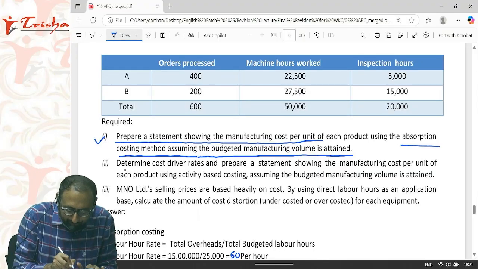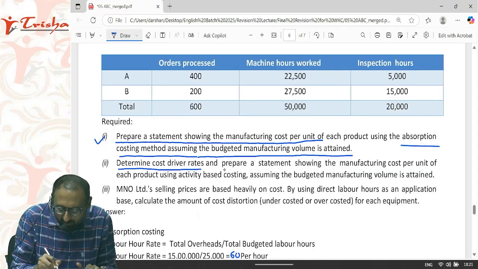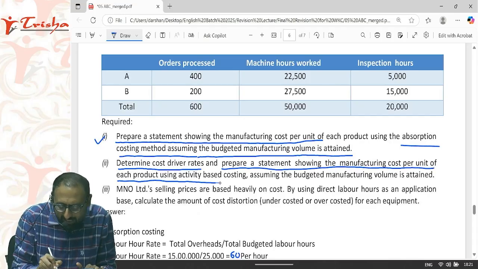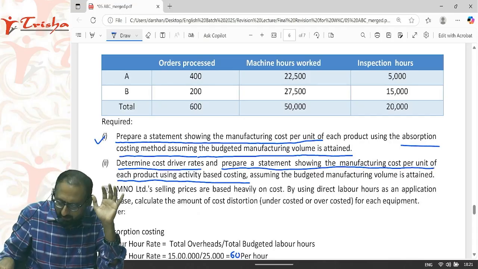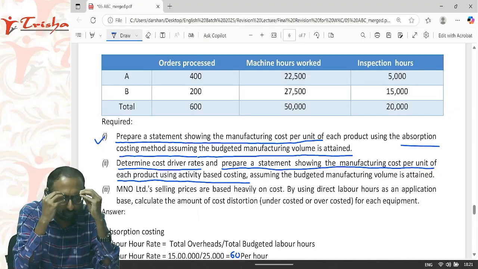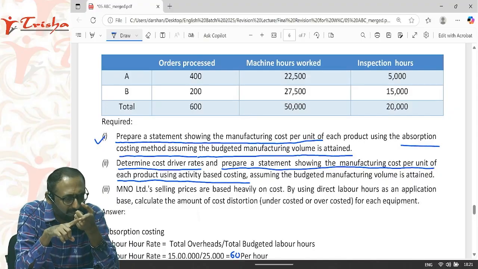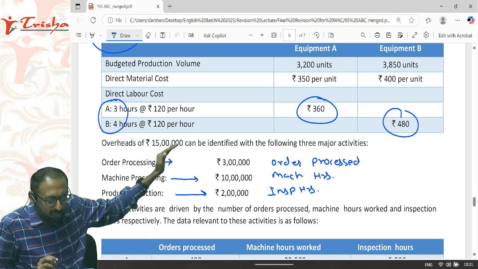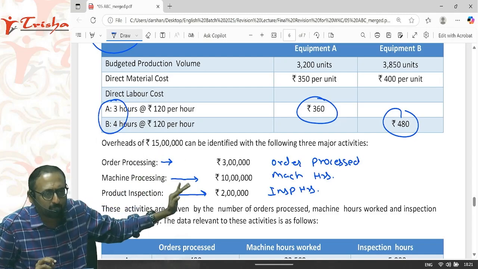What is the second question? Determine the cost driver rate and prepare the statement showing manufacturing cost per unit of each product using activity based costing. Sir, quickly tell me 5 steps of the activity based costing. Quick answer. First step, define activity. Sir, which are the activity? 3 activities are given in this question: order processing, machine processing, and product inspection.